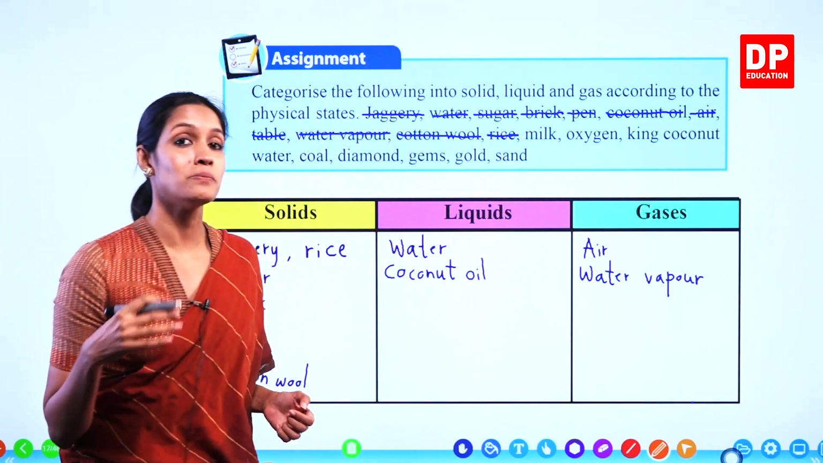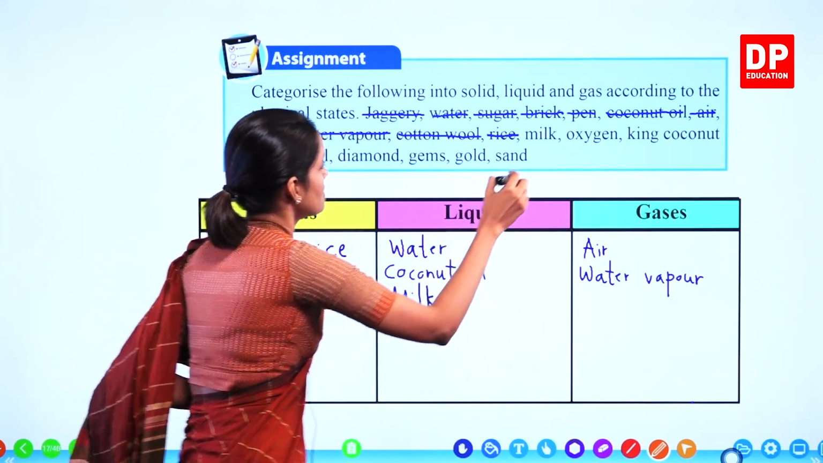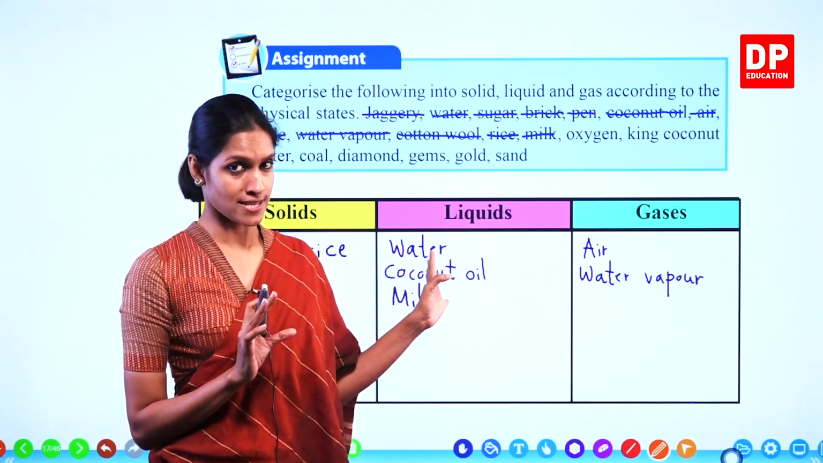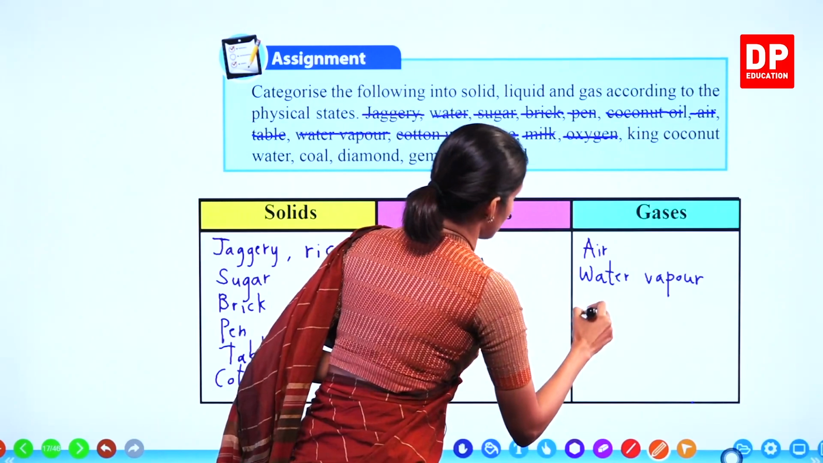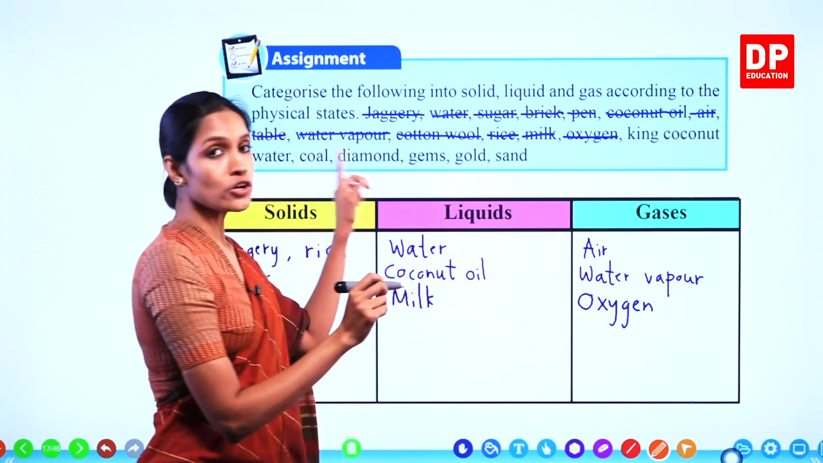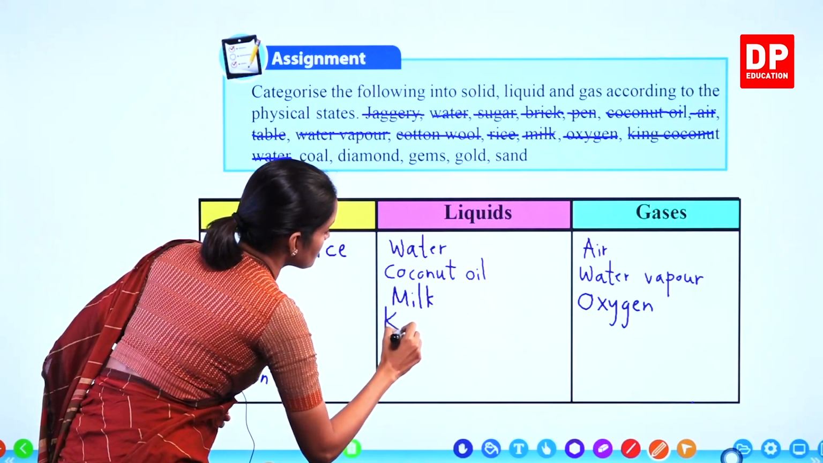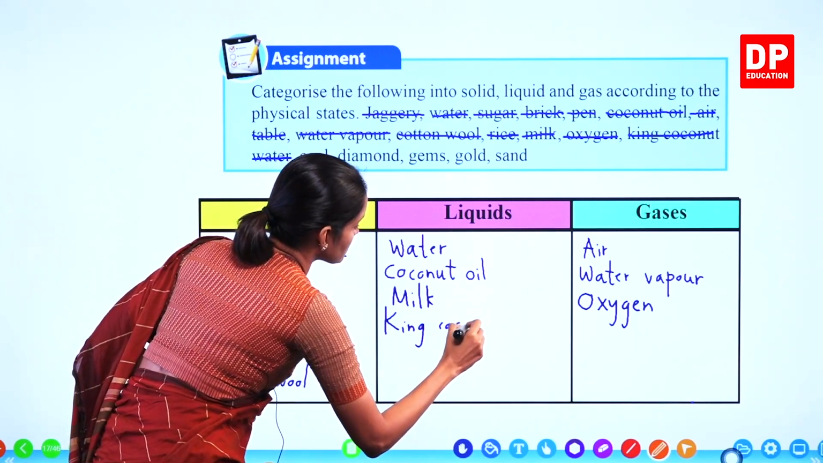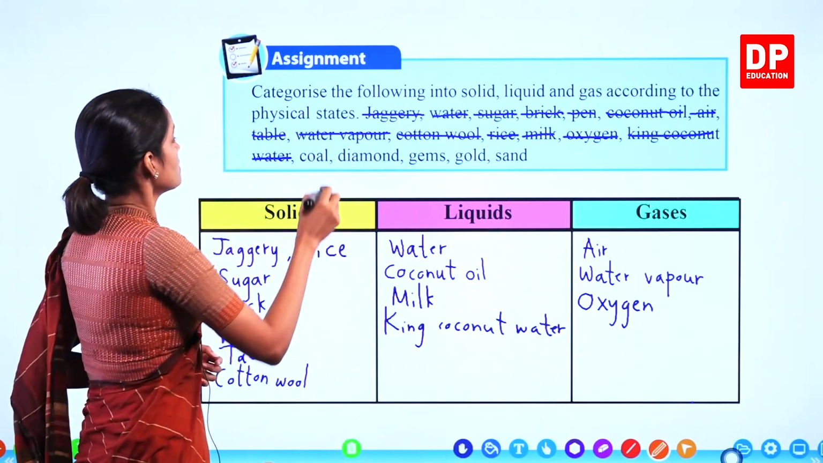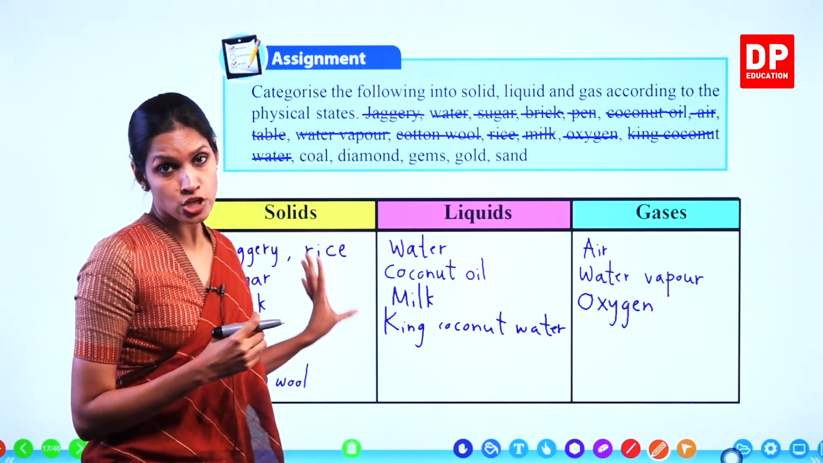Milk. Milk is a liquid. And oxygen. Oxygen I gave you under gases. It was an example under gases, right? So oxygen goes to gases. And king coconut water, it's a liquid. Coal. What is coal? Right? Coal is a type of fuel. It is coming under solids.